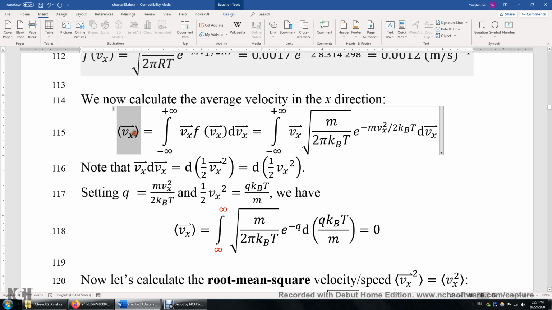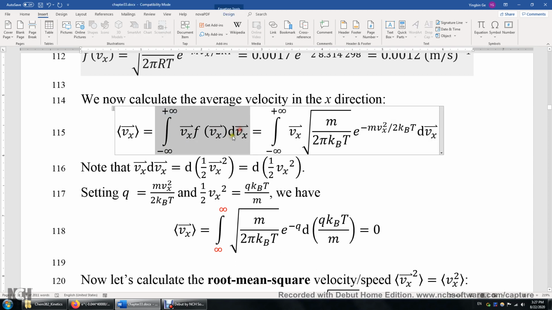So this is the average velocity. How do we get the average velocity? Well, this is the velocity, and this is the probability of having that velocity. And then we integrate this from negative infinity to positive infinity. Pay attention to the sign here. And the sign here. This is because we're talking about velocity. Therefore, we have negative signs and positive signs.